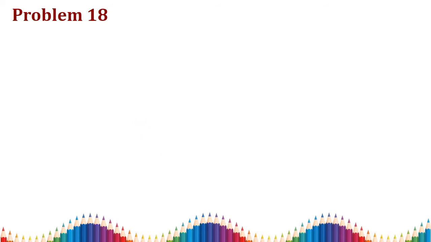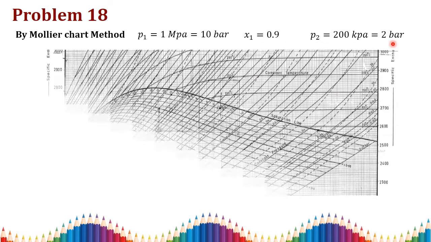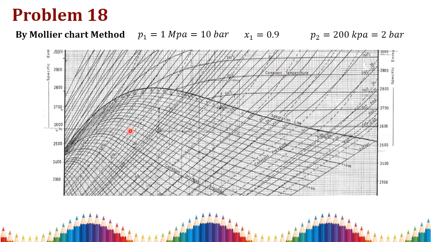As we have completed the steam table method, we can move on to the Mollier chart method. By the Mollier chart method, these are all the given data I have written: P1 is equal to 10 bar, X1 equal to 0.9, and P2 is equal to 2 bar. So this is your Mollier chart.